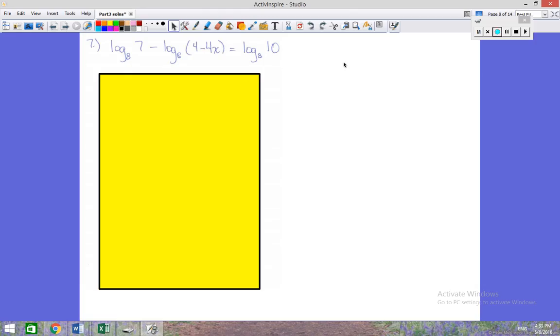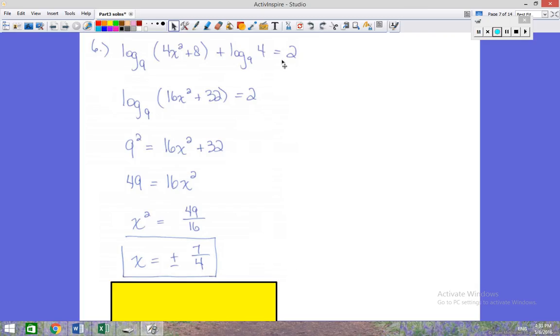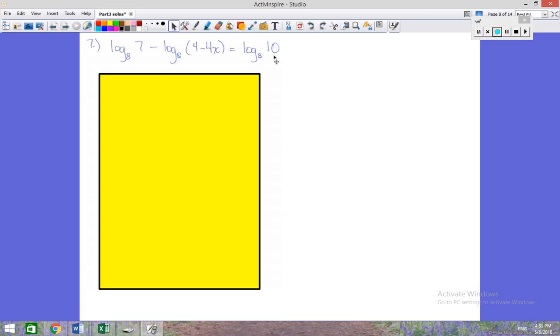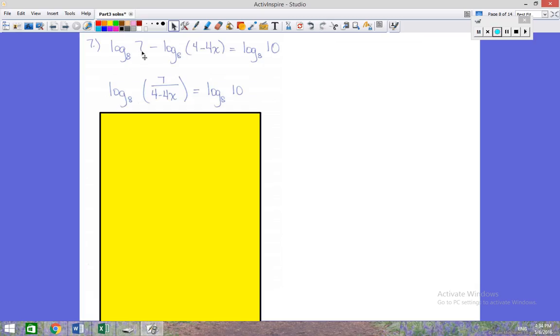Alright, on the next one, we've got a similar problem, but you'll notice on the right-hand side we had a number 2 on the last problem, and on the right-hand side here we have a logarithm. So it is a little bit different. On the left-hand side, we can condense these two logarithms, because it's subtraction, as division. Log of the numerator minus log of the denominator. I can write it as a single logarithm. Numerator is 7. The denominator is 4 minus 4x.